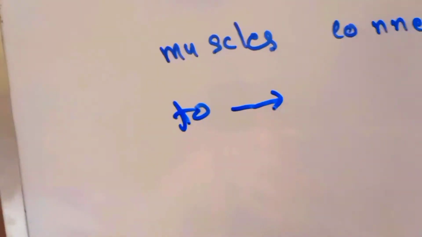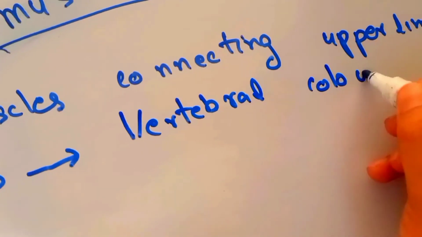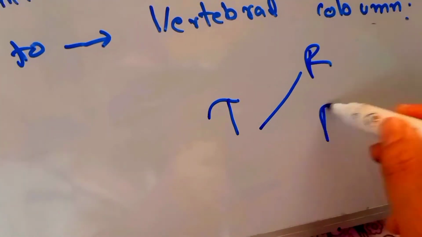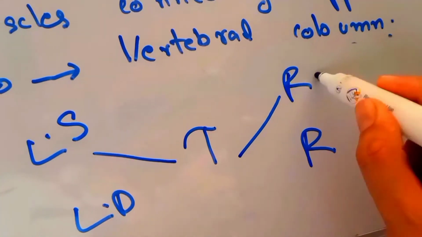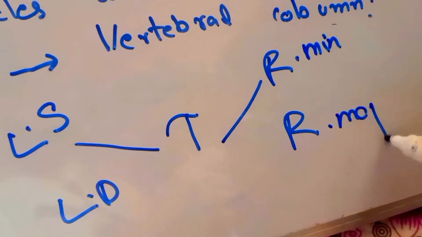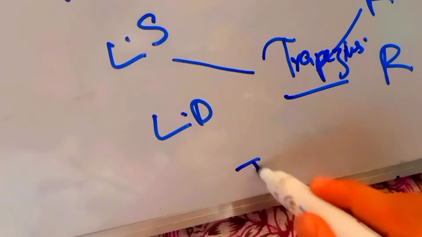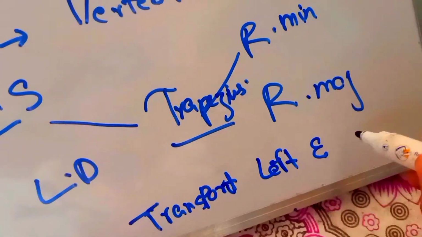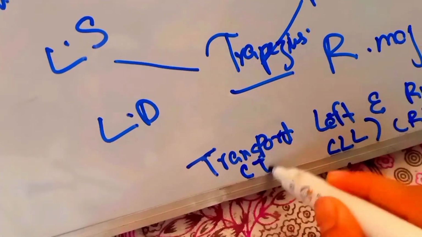For this purpose I have made a mnemonic: transport to left and to right. On the screen you are clearly seeing that there is T, and on the right side there are two R, and then two L. First L is latissimus dorsi, second L is levator scapulae, then rhomboides minor, rhomboides major, and T is for the trapezius muscle. So you can memorize these five muscles with the help of the mnemonic transport left and right: R, R, L, L, and T.